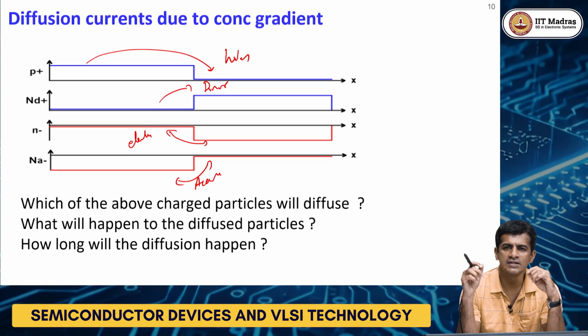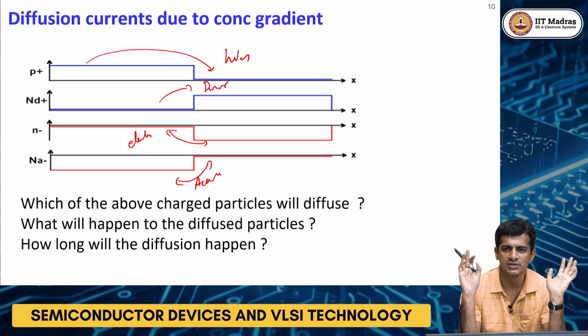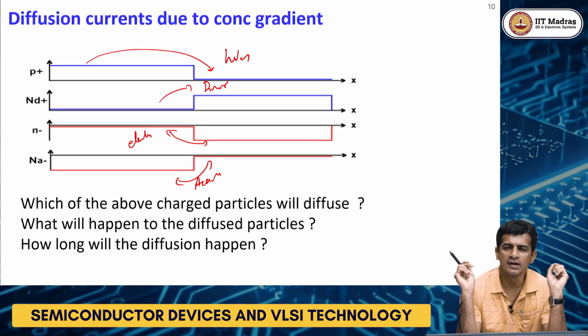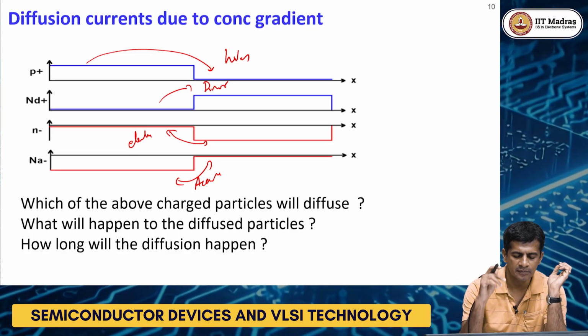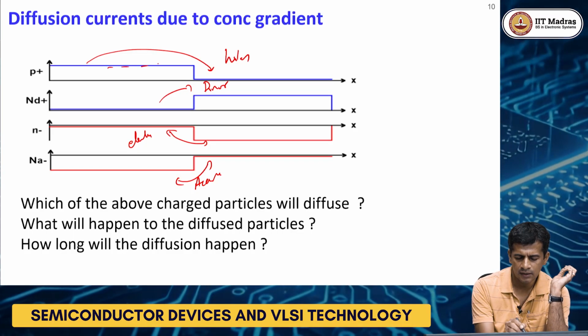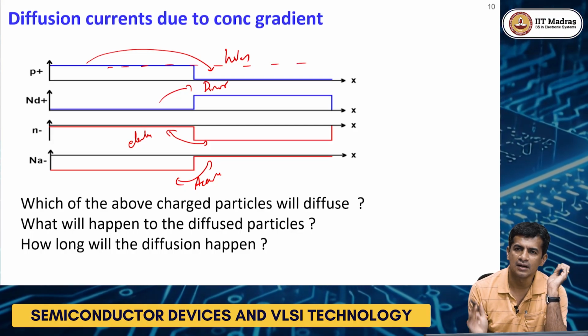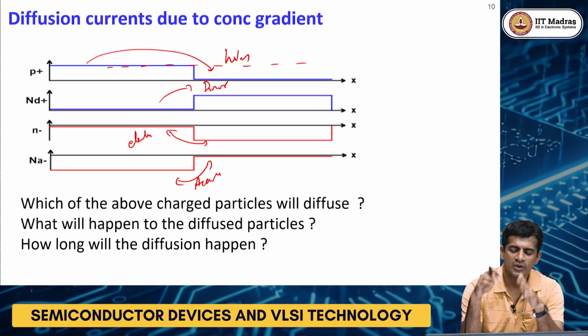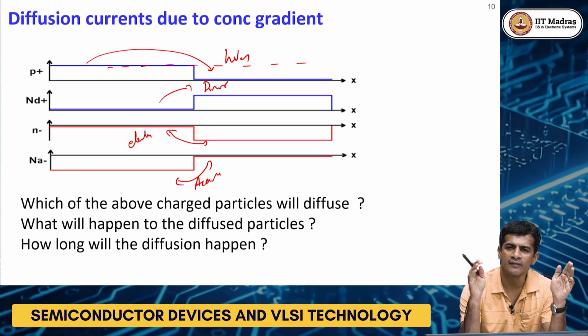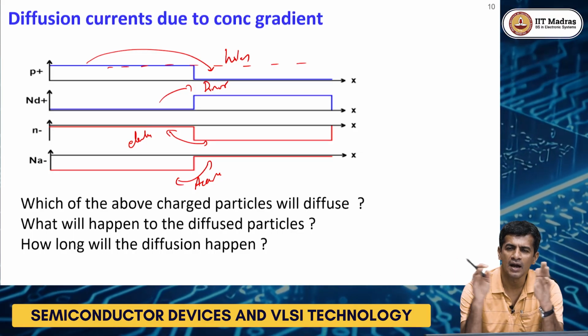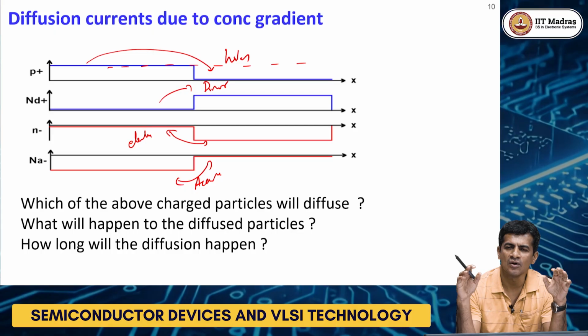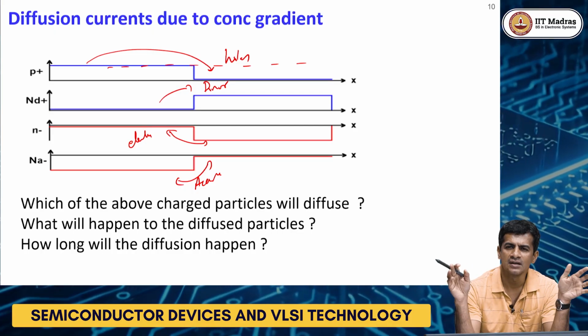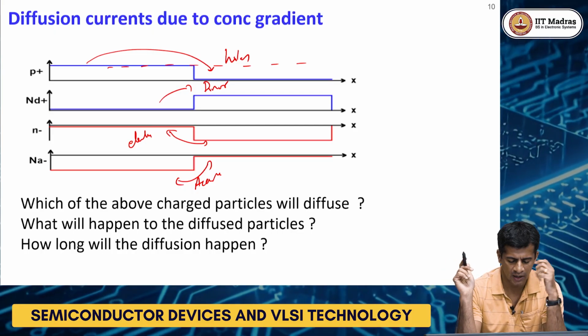The question is, which of these particles will start diffusing, and how long will it diffuse? Will it diffuse till the concentration is the same on both sides? So you have a starting point; what is the end point? Will the diffusion stop when all the concentration gradients are 0? Is that going to happen?